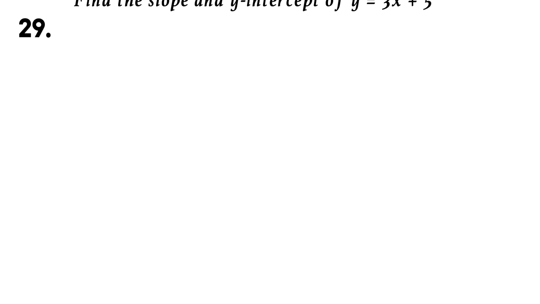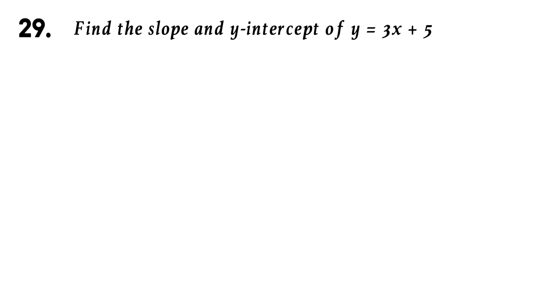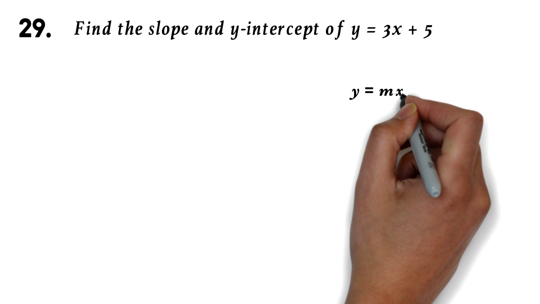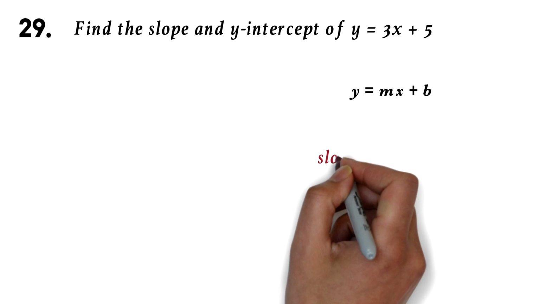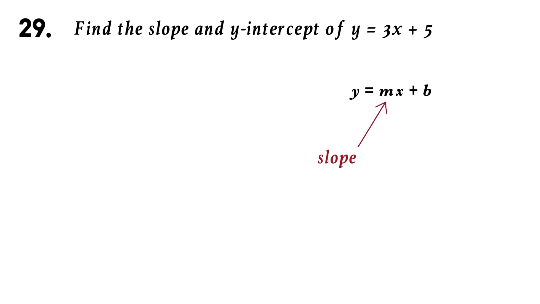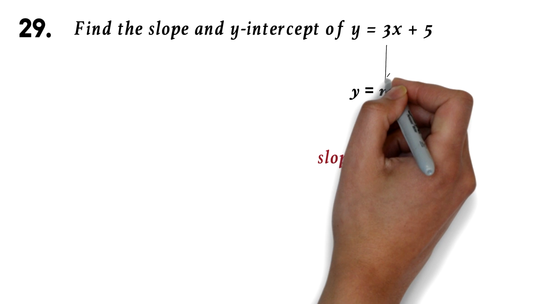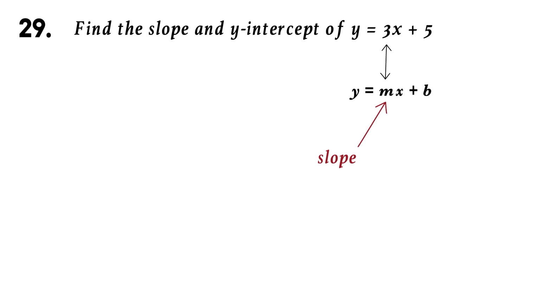Question 29. We are supposed to find the slope and y-intercept of y equals 3x plus 5. This equation is written in the slope-intercept form. This is y equals mx plus b. Again, formulas are given, so don't worry too much about it. In this form, the slope is the m. This is the coefficient of the x, or simply put, what is with the x. So here, the 3, which is the coefficient of the x, is our slope.